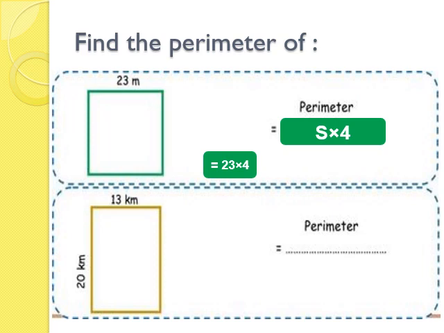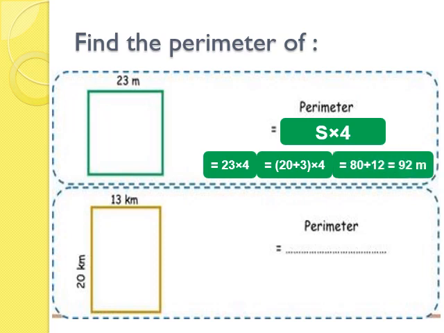Good job, super. By distributive property, we will break down 23 to be 20 plus 3. And then multiply 4 by 3 and 4 by 20, between them, plus. Good job. So 20 by 4 equals 80. 3 by 4 equals 12. 80 plus 12 equals 92 meters. So the perimeter of this square equals 92 meters.